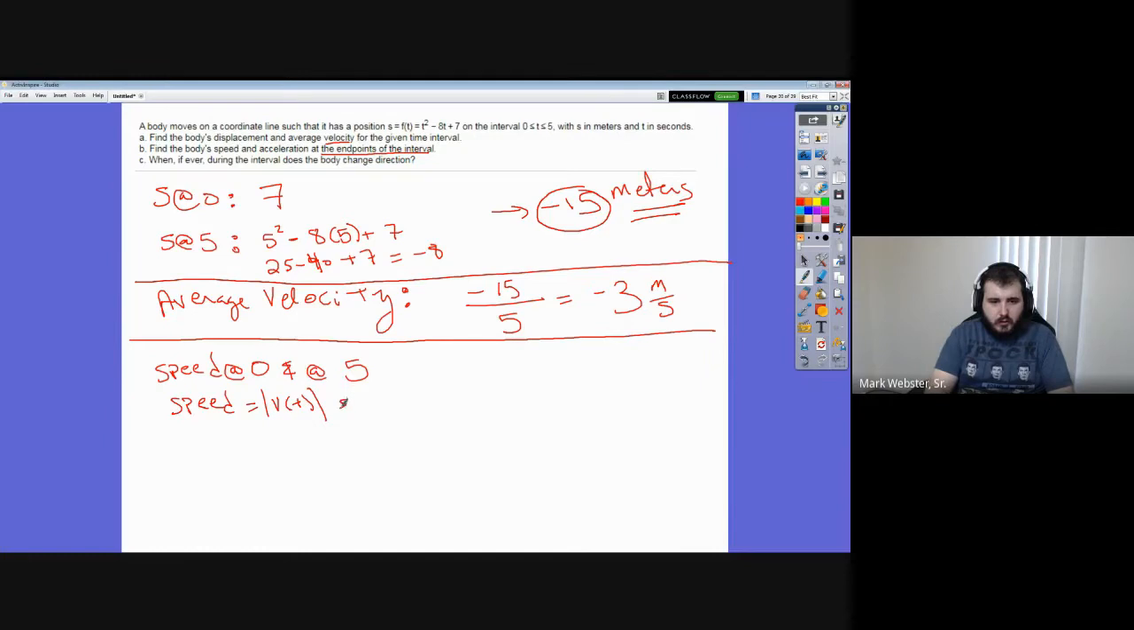And velocity is the derivative of position. So all we have to do to start this off is find the derivative of the position function. Isn't that 2t minus 8? We had t squared, bring the 2 down, so that's 2t. And then we take the derivative of negative 8t. Well, the t is by itself, there's no exponent, so when we take the derivative, it goes away. So we're just left with negative 8. So there's our velocity. And now all we have to do from there is take the absolute value at the points that we care about, at 0 and 5.